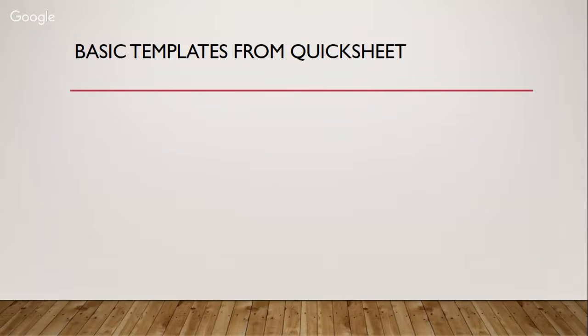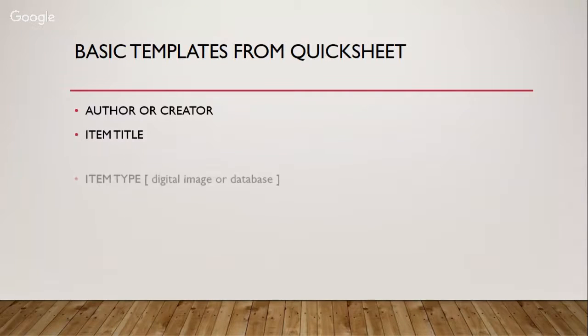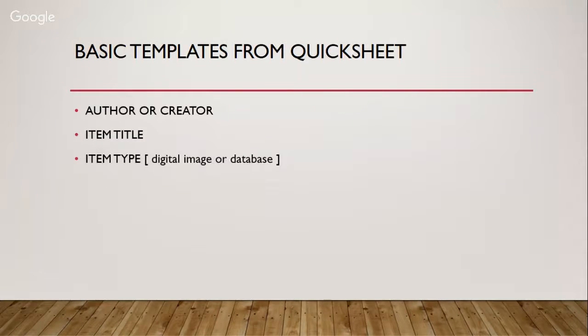So we're going to look at the basic templates from the QuickSheet, which is on the front side, on page 1 of the QuickSheet. And it's important that we understand the elements that make up a full first reference note. The author or creator, followed by the item title, followed by the type.